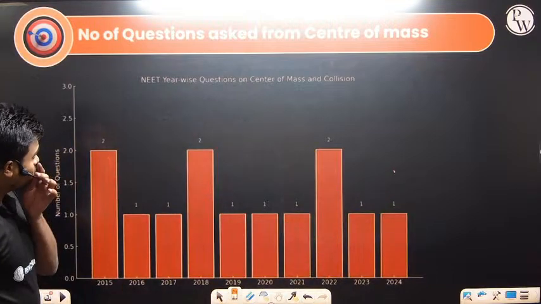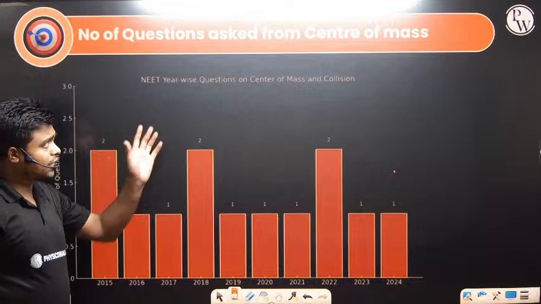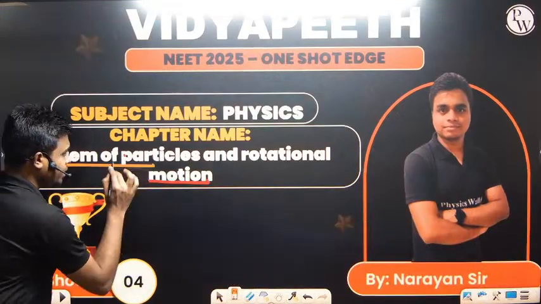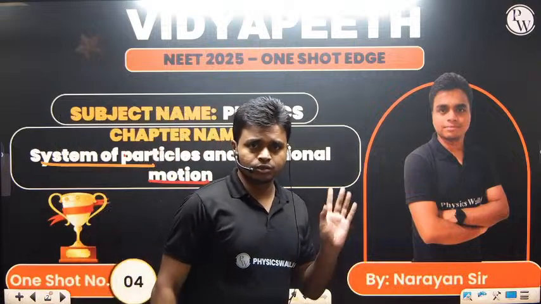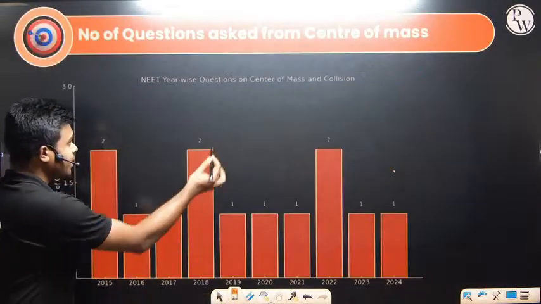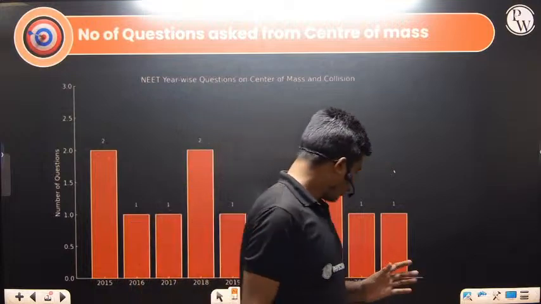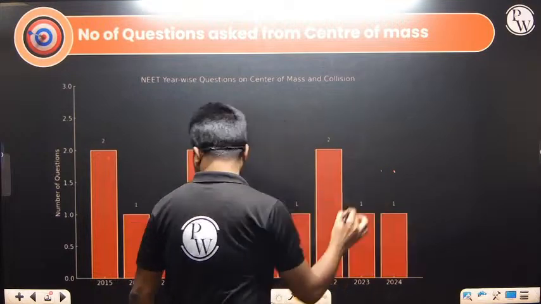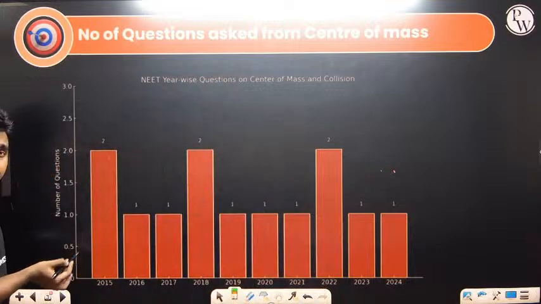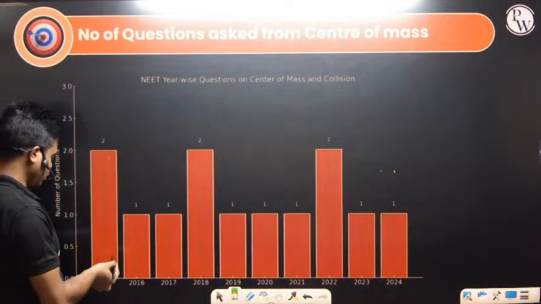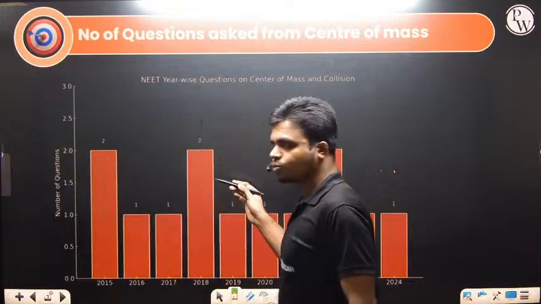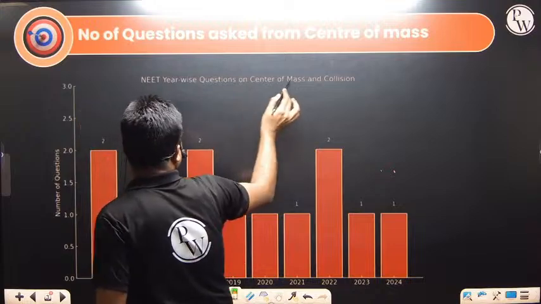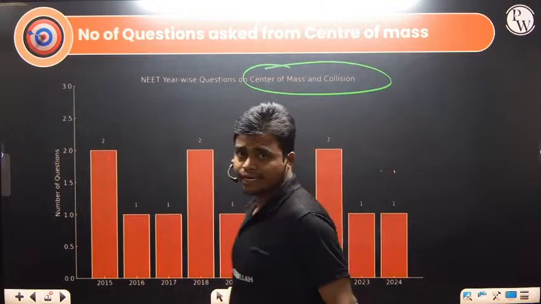How many questions have been asked from this, that is, the number of questions asked from center of mass. This chapter is divided in two parts. First is system of particles and second is rotational motion. System of particles contains center of mass as well as collision. Over the years, one or two questions we can definitely expect from center of mass and collision.